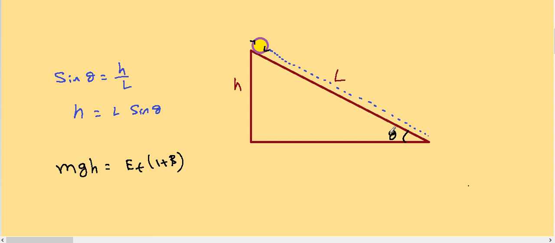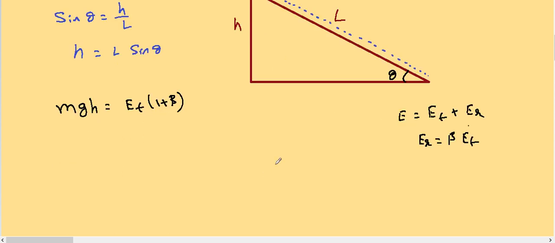rotational. The total kinetic energy E, this we already discussed, is ET plus ER. Since ER is equal to beta into ET, where ET stands for translational and ER stands for rotational, the total kinetic energy is ET times 1 plus beta. So this we can write as half mv square into 1 plus beta.